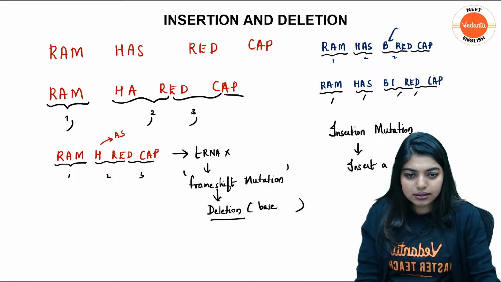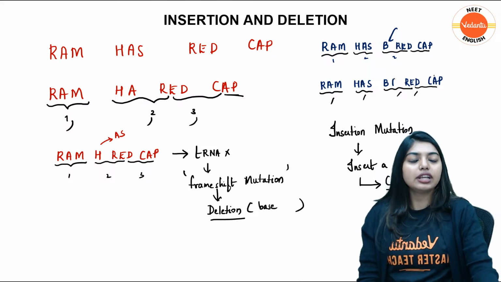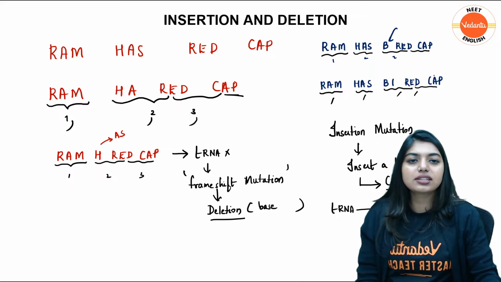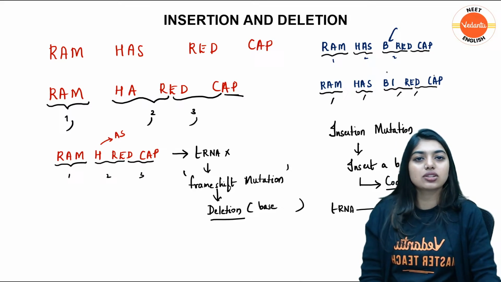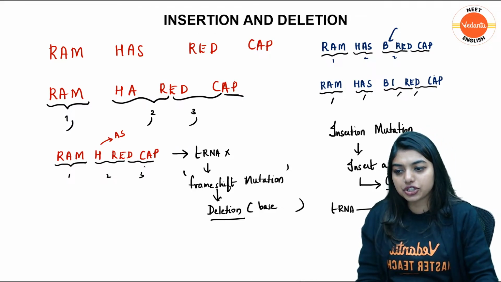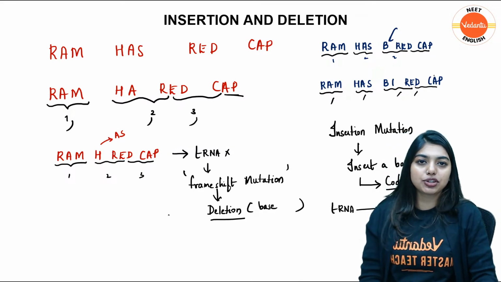Inserting a base will change the entire codons, and the tRNA will start reading in threes. tRNA only knows one thing: no matter what, it will always read as a triplet, and because it reads as a triplet, it does not know if it makes sense or not. So it will keep changing. This is called insertion and deletion. Insertion and deletion will lead to frame shift mutation.